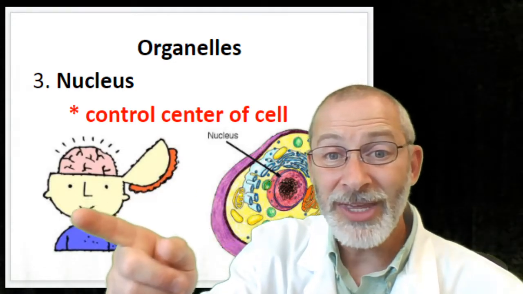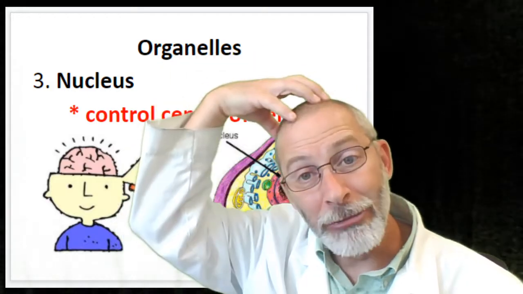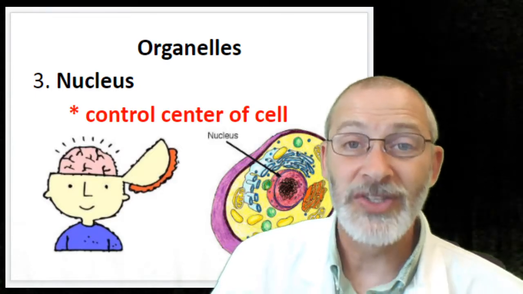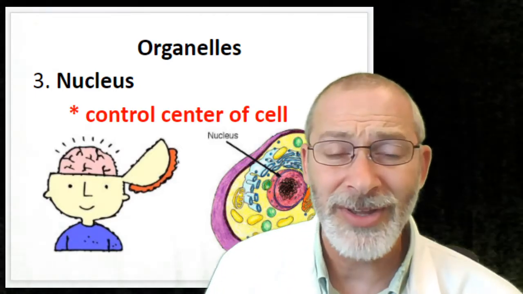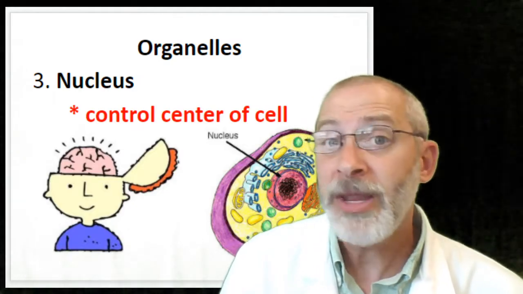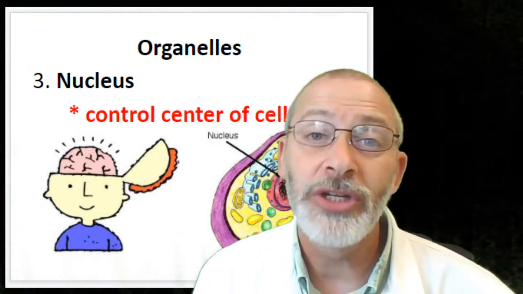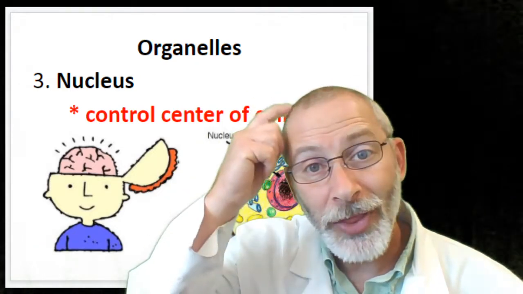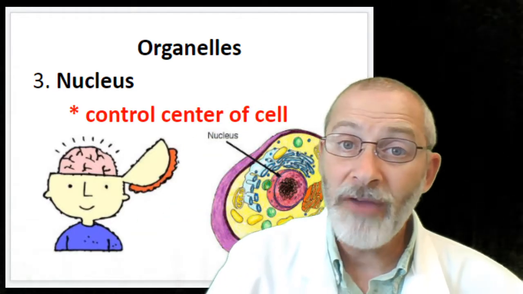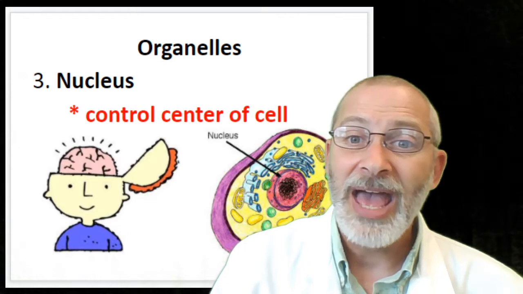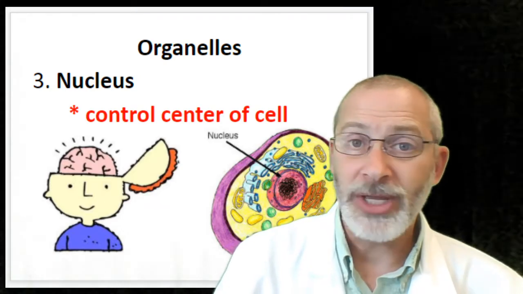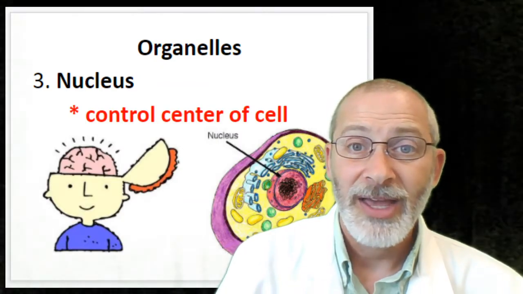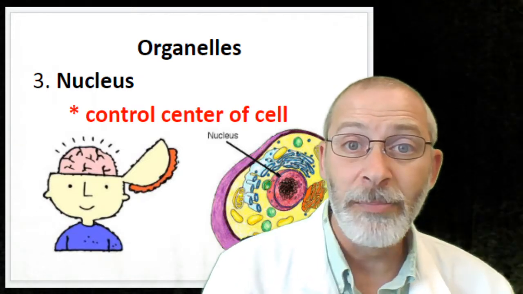If you did this to me, popped open my skull and removed my brain, I would no longer be alive, because none of my body parts, none of my organs, no matter how healthy they might be, would be able to function if they did not receive the instructions and the direction from the brain itself. And so every cell has a nucleus which is at the center of the cell, and it's directing all of the activities of that cell. And so it's a very, very important part.